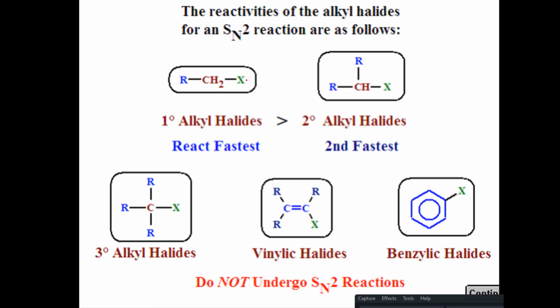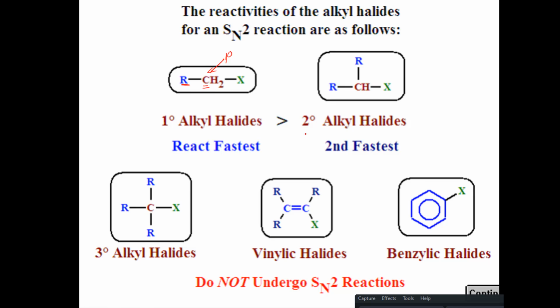Okay. Now, the reactivities for this reaction, for an SN2 reaction, are the following. If we measured the rate, what we would find is that a primary alkyl halide, now remember, what are primary alkyl halides? They're where the halogen is attached to a primary carbon. What's a primary carbon? It is a carbon with only one alkyl group or one carbon attached to it. Halogens don't count. So primaries react the fastest, tertiaries react the second fastest, and it turns out that secondaries react the second fastest.